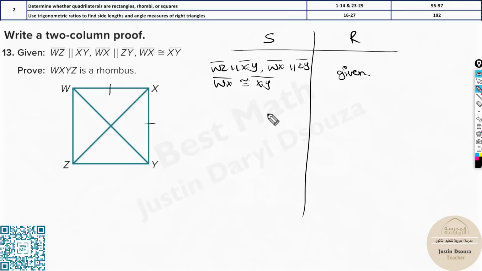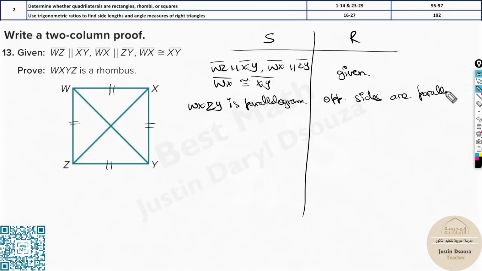The next one, look, the opposite sides are all parallel. They've already told us WZ is parallel to XY, and WX is parallel to ZY. If the opposite sides are parallel to each other, then it's a parallelogram. So WXYZ is a parallelogram. The reason: opposite sides are parallel. That's it.